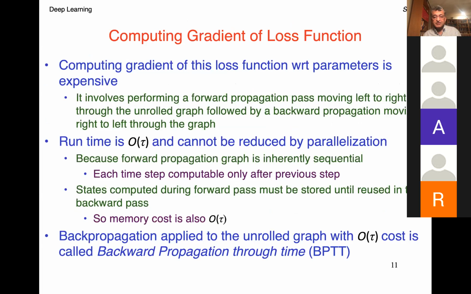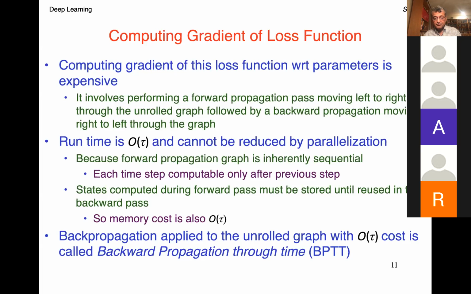It involves performing a forward propagation pass moving left to right through the unrolled graph, followed by a backward propagation moving right to left through the graph. So we've got to have forward prop and backward prop. Runtime is order tau, that is how many steps we're going to look at, and cannot be reduced by parallelization because forward prop is inherently sequential. Each time step is computable only after the previous time step.